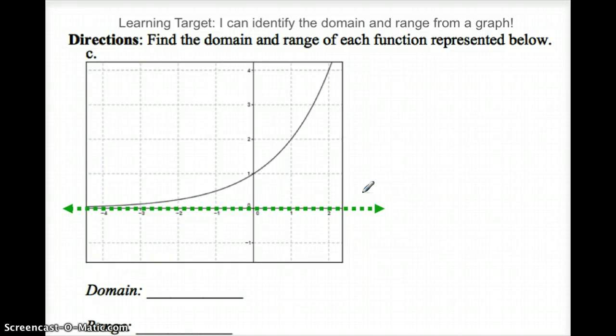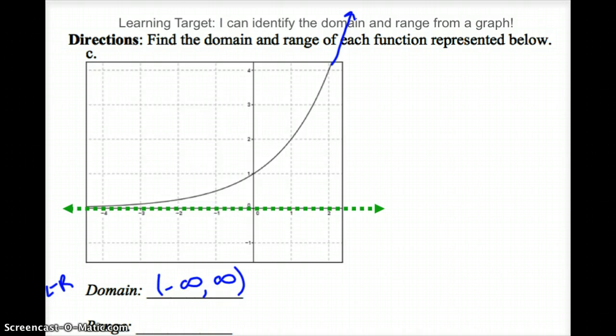But our domain, if I think left to right, every x value I would want to try, granted that I extend the picture, I could find a place to put my finger. So every x number would work here, all real numbers. So do the infinity thing.